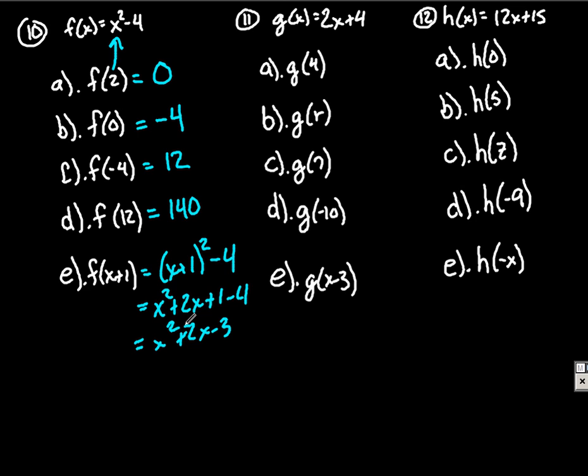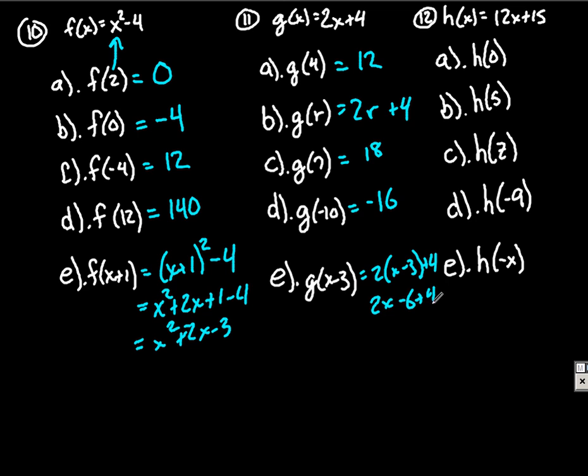Okay, for this next one, same thing. When I plug in 4 for x, I should get 12 here. This one, instead of x, they want r, so 2r plus 4. Pretty simple. For 7, it should be 14 plus 4, which is 18. When I plug in negative 10, I'll get negative 20 plus 4, which gives me negative 16. And then x minus 3 here means 2 times (x minus 3) plus 4. I'll distribute that to get 2x minus 6 plus 4, or 2x minus 2.